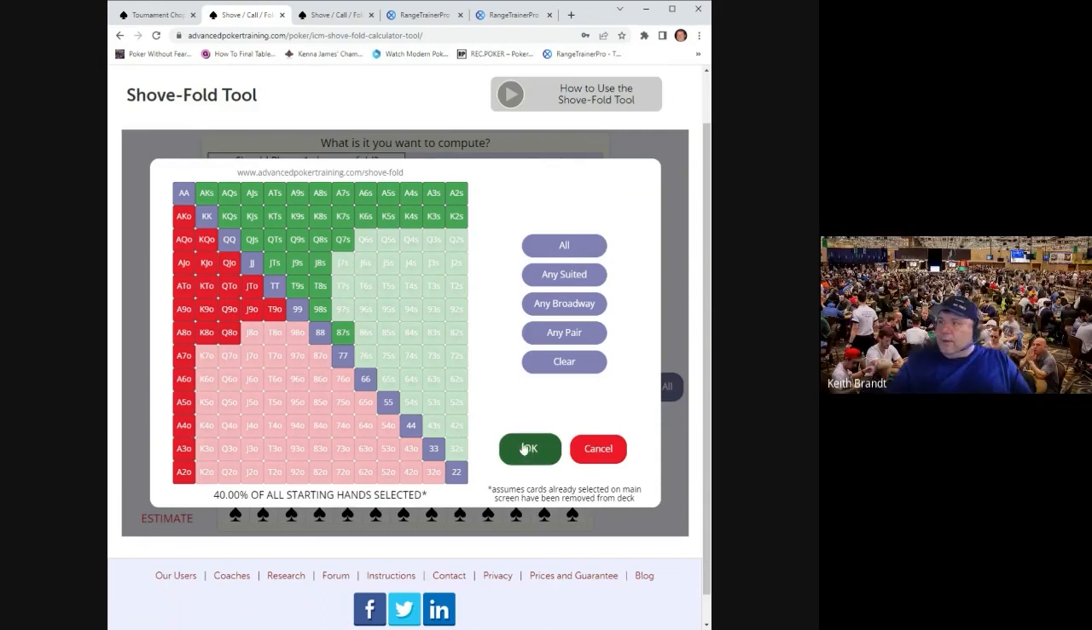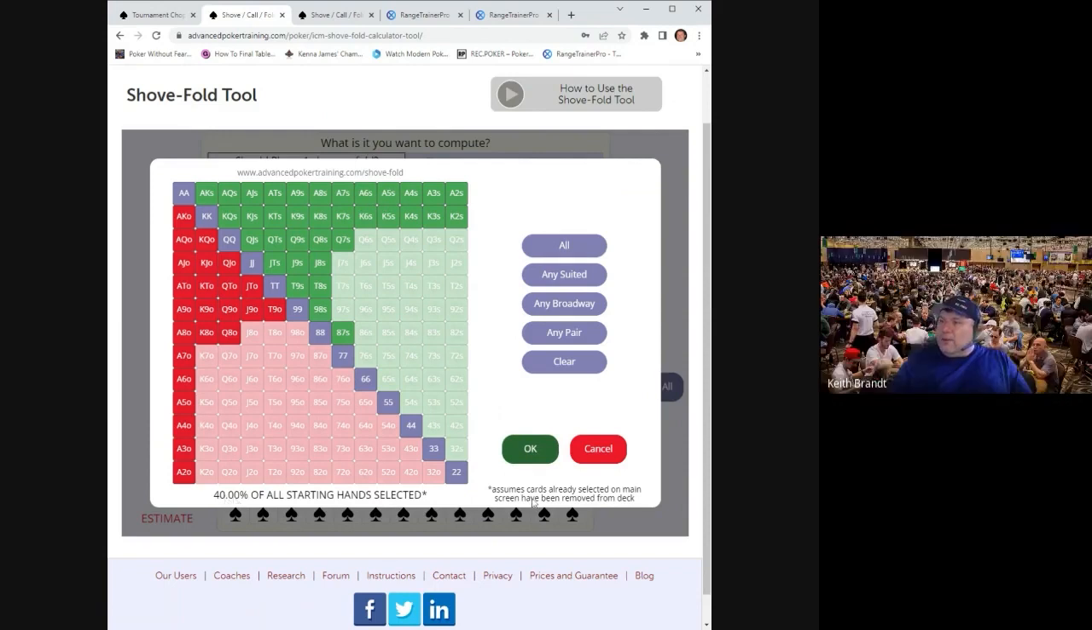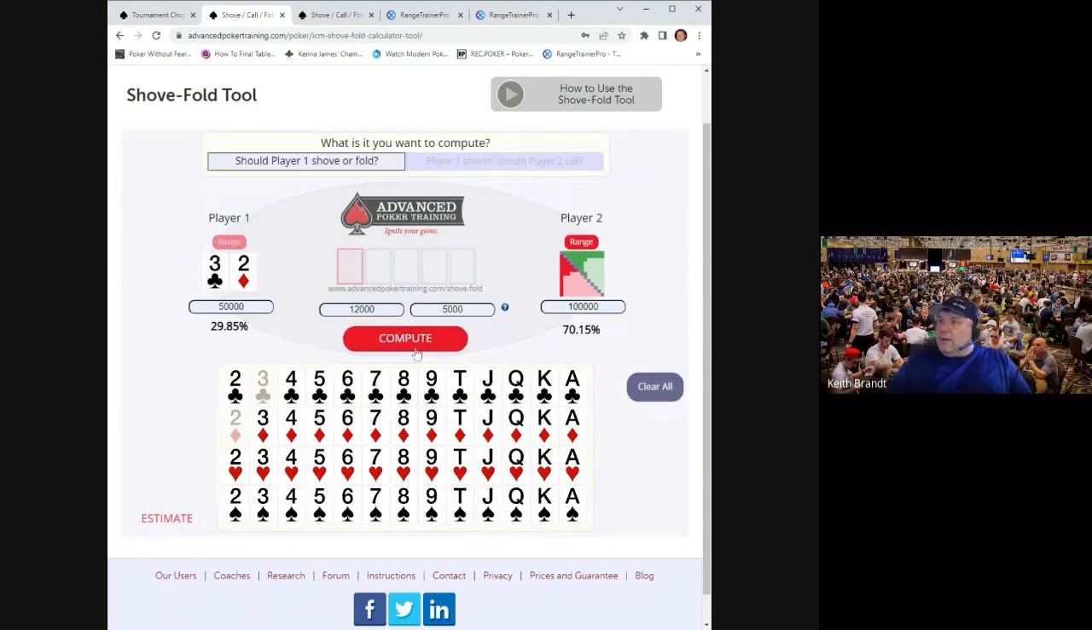All right. So what I'm showing here is just how the math works out with this. So let's say that we know our opponent is going to call with a range about like this. Yeah, that's fine for the demonstration. I wouldn't do that, but that's 40% of all starting hands selected. Wow.